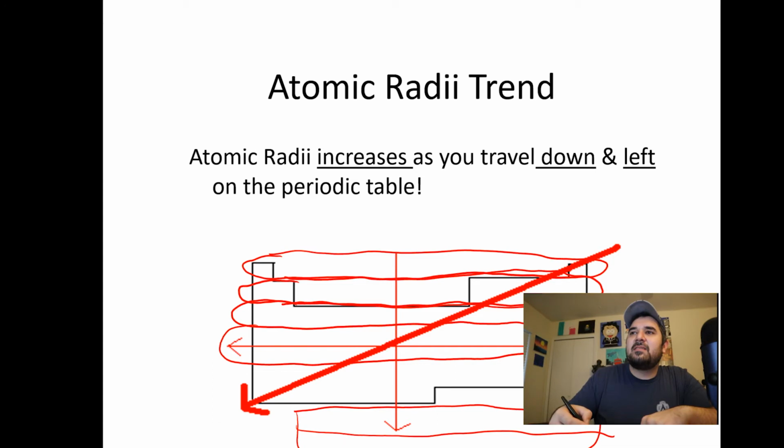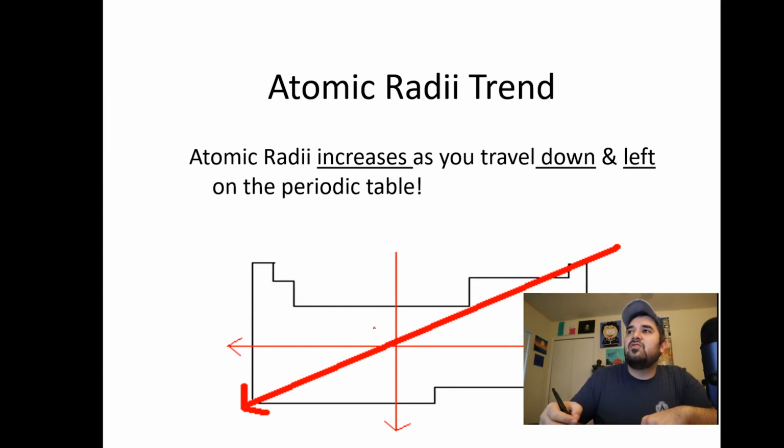So atomic radius increases as you go down and to the left on the periodic table. So that means here we have the smallest elements. And I want you to draw this. This is very important to draw in your notes. So here we have the smallest element, and you're probably going to be asked that on the test. What's the smallest element? You're going to need to answer that.